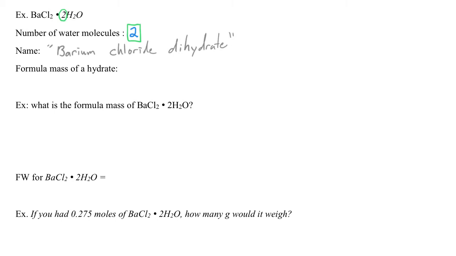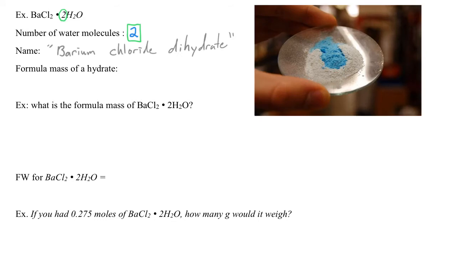Because we have 2 water molecules here, we use the Latin prefix di, right in front of hydrate, and so our full name is barium chloride dihydrate. Now, because hydrated salts have additional water molecules in their formula, their formula mass or molar mass is greater than the anhydrous salt, because the presence of water adds additional mass.